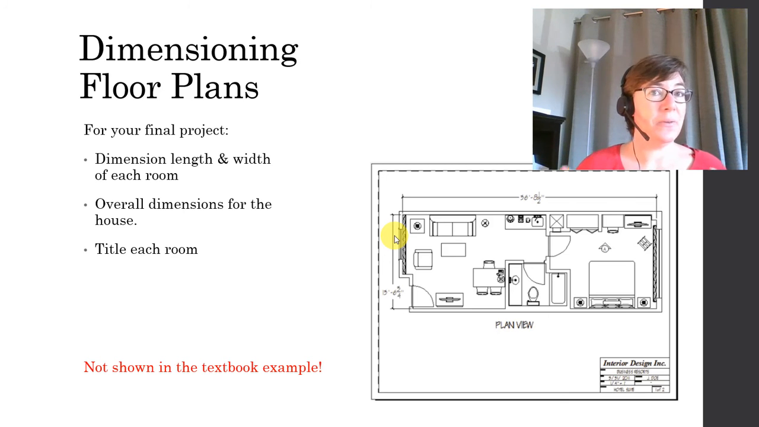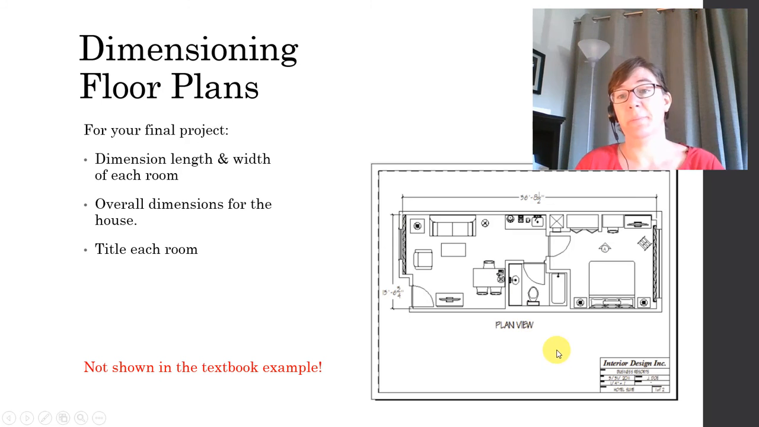I hope you found that really useful in dimensions in general, but now let's narrow it down and talk about your final project. If you refer to your final project requirements, I asked you to add dimensions. I want you to dimension the major walls, and that will end up being approximately the length and width of each room. I also want you to include those overall dimensions for the house, and I want you to title each room. It doesn't have anything to do with dimensions, but just to remind you. This is not shown in the textbook example.